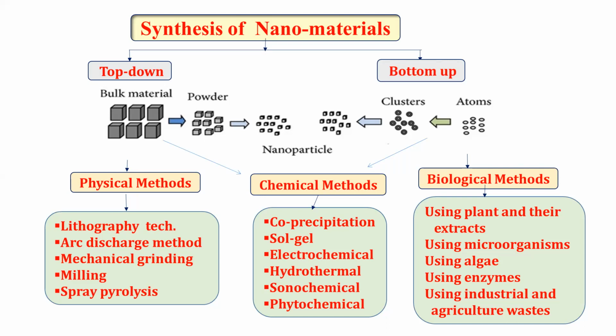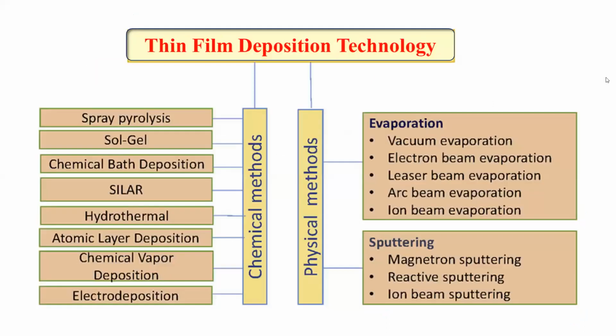While using plants and their extracts, as well as using microorganisms, or using enzymes, we can prepare nanomaterials under the bottom-up approach method. Now we can also fabricate nanomaterials by using thin film deposition techniques. These are chemical methods, and these are physical methods. We can also prepare nanomaterials by using thin film deposition techniques.